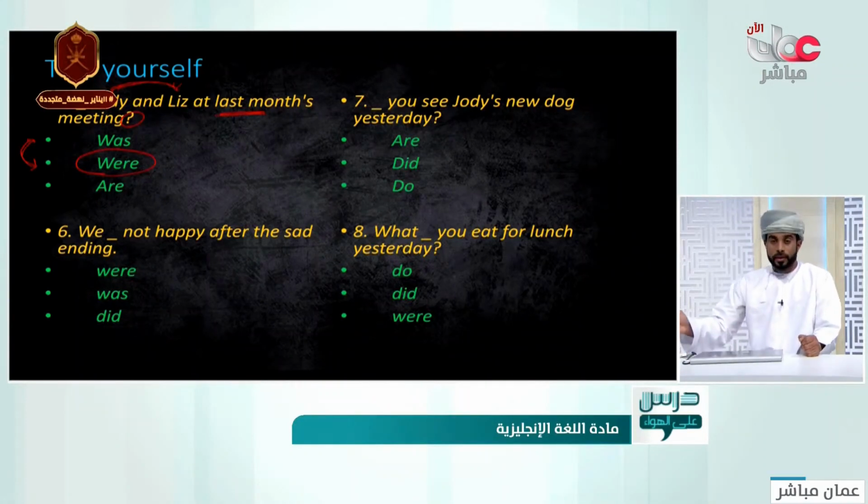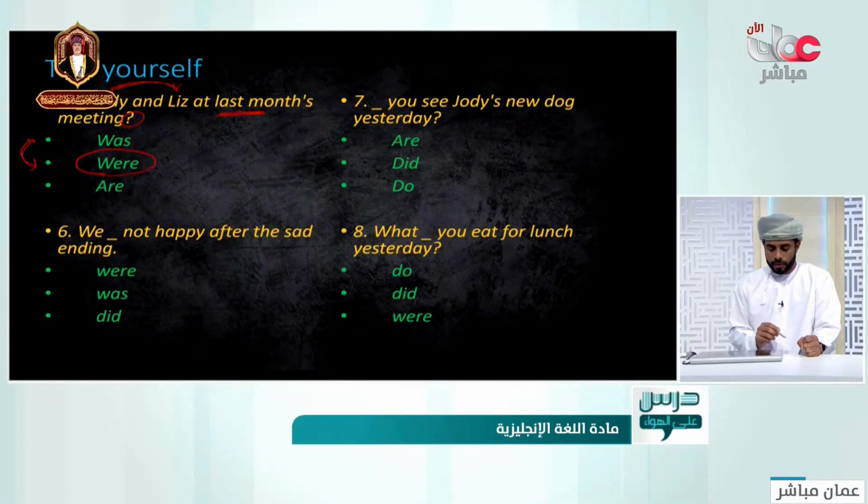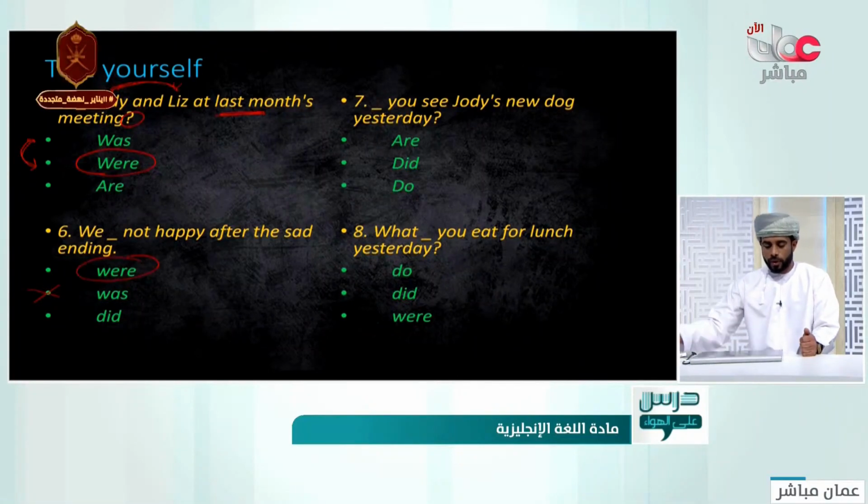Okay? Let's move to six. We not happy after the sad ending. Which one is more suitable? Were, was, or did? Let's try first, for example, things that won't work. Of course, was will not work. Why? Because we are talking about we, the pronoun we. Is it did or were? Again, if there is an infinitive, we are going to use did. If there is no infinitive, we are going to use were. Is there any infinitive in here? No, there's no infinitive. So the correct answer is were. We were not happy after the sad ending.